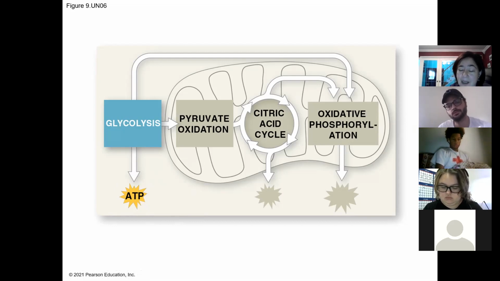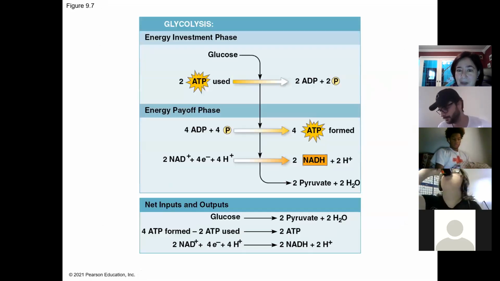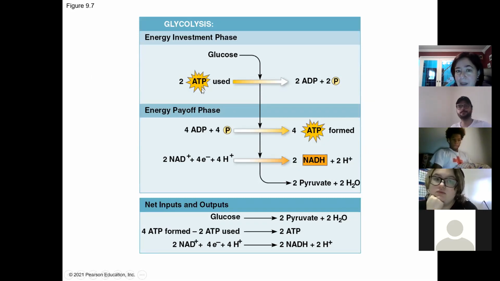Now, once glucose enters, it has to stay inside the cell, right? It has to stay inside the cell to be engaged in the process of cellular respiration. So the first thing that happens to glucose once it enters the cell, and it's also considered the beginning of glycolysis, is it gets phosphorylated. A phosphate group is added to the glucose molecule, right? And ATP is used for this process, okay? So that's called the energy investment phase, when two ATPs are used for glucose phosphorylation, okay?